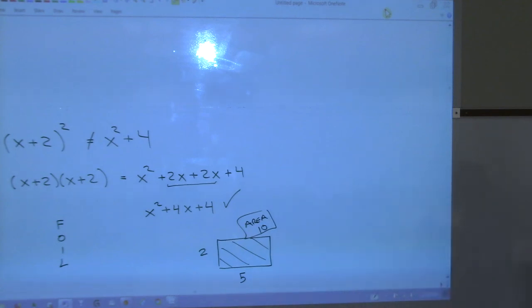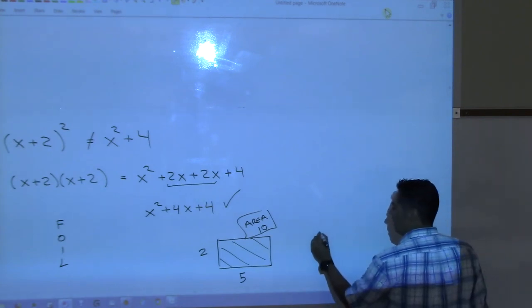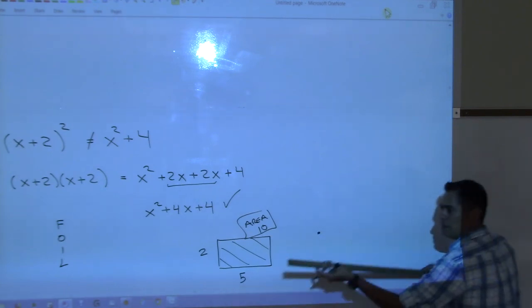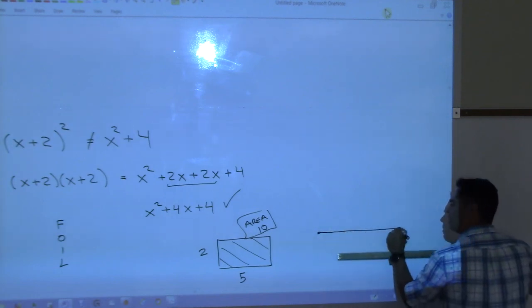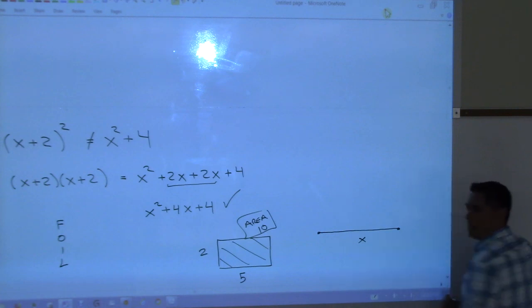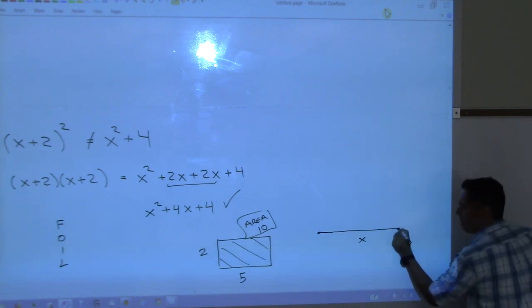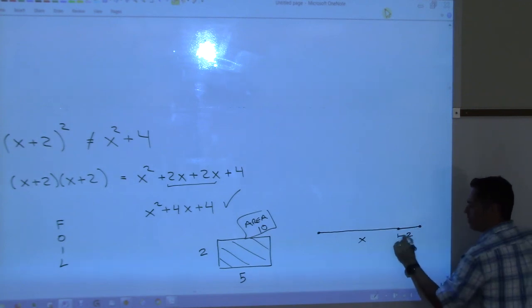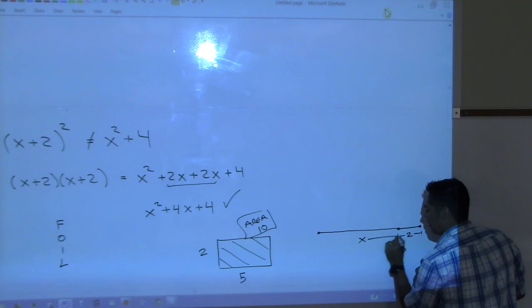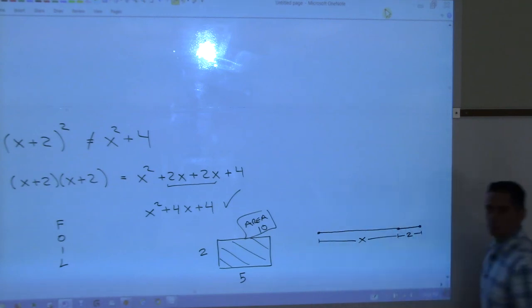All right, so now I'm going to do something very strange. I'm going to measure, I'm going to get out my ruler here, okay? I'm going to measure out some distance, and I'm going to call that x, okay? And then on top of that, I'm going to measure another little small piece that's 2. Okay, so here's 2 from here to here. From here to here is x. With me? Okay, just follow this through.